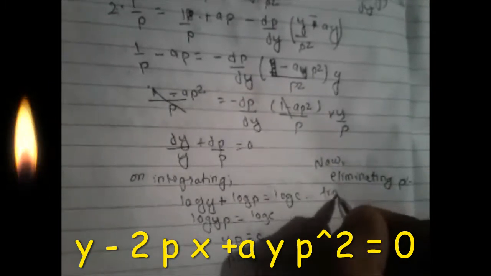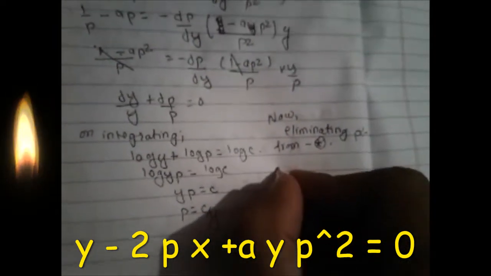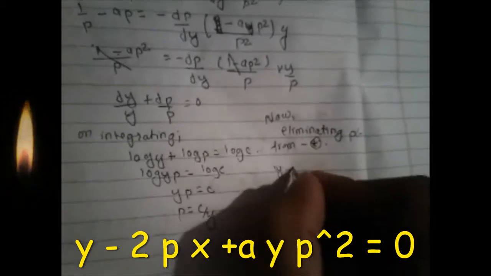Now eliminating p from this equation, we can name this as equation star. Now we eliminate the value of p. For the question you can review, or let it just write for you.